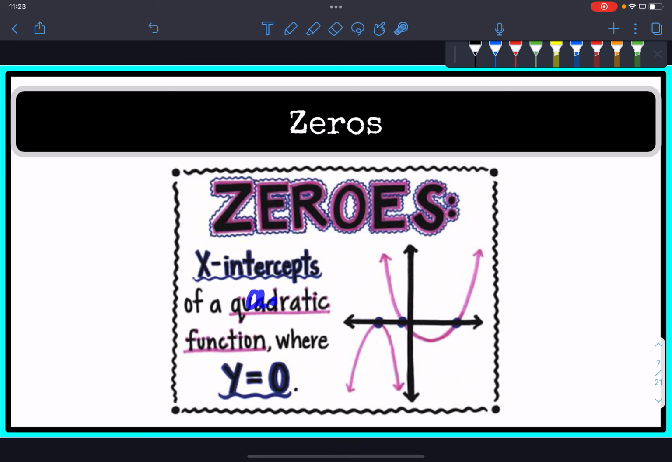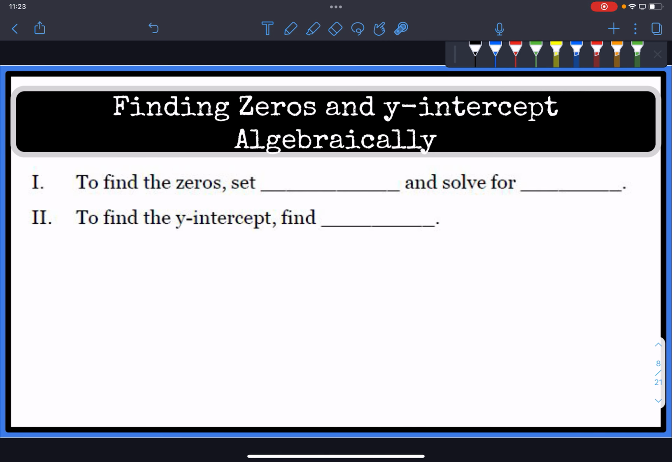It's not only for the quadratic function. It's for any function. This should be more clear. It should be any function where y is equal to 0. So our x-intercepts are simply referred to as zeros sometimes, and we're going to identify these zeros algebraically. The way that we find the zeros algebraically is that we set the y value, which is the same thing as f of x, equal to 0, and then we solve the equation for x.